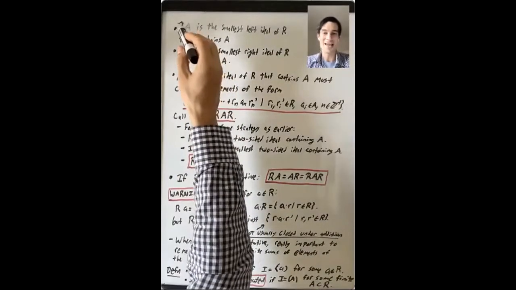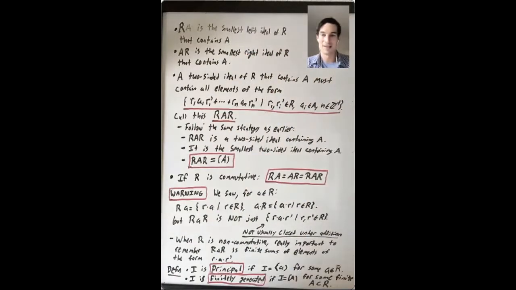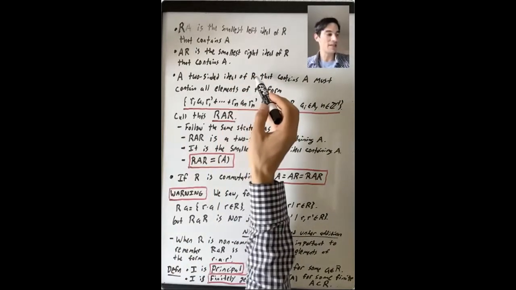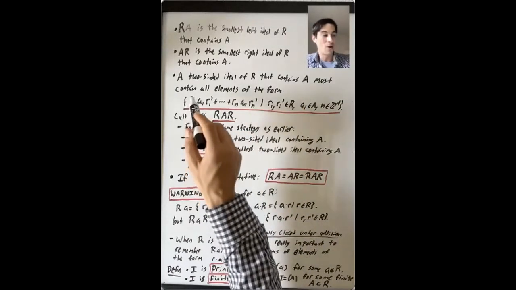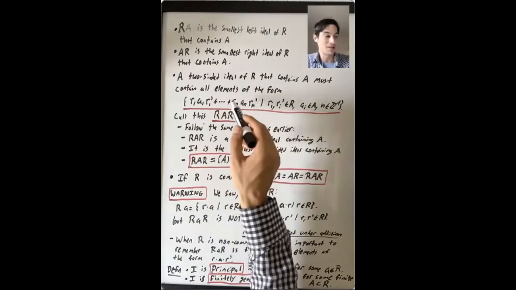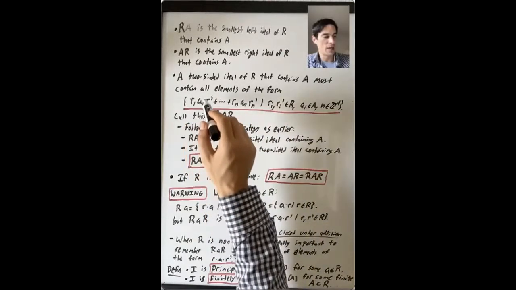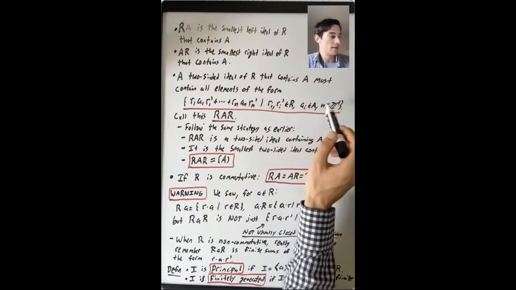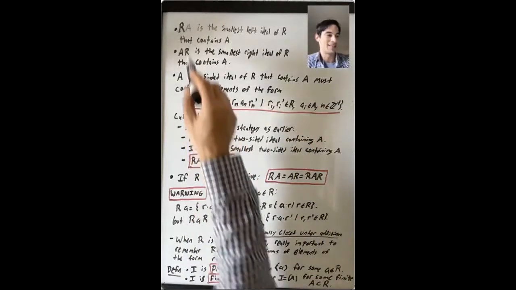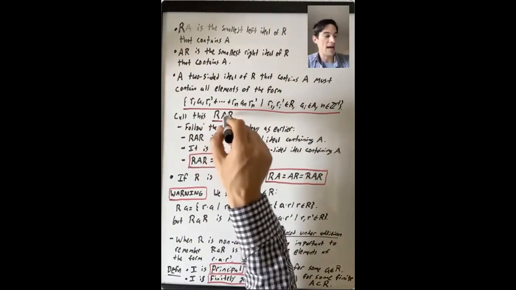We have seen that RA is the smallest left ideal of R that contains A, and AR is the smallest right ideal of R that contains A. So what about two-sided ideals? A two-sided ideal of R that contains A must contain all of the elements of the form something in R times something in A times something in R on the right. And since it's an additive subgroup of R, it has to contain all finite sums of that form. So in particular, it has to contain everything that looks like R1A1R1' plus R2A2R2' plus plus plus RnAnRn', where these Ri and Ri' are just elements of the ring, and these Ai are elements of our subset A, and n is just some positive integer. So just like we have RA and we have AR, we're going to call this RAR.